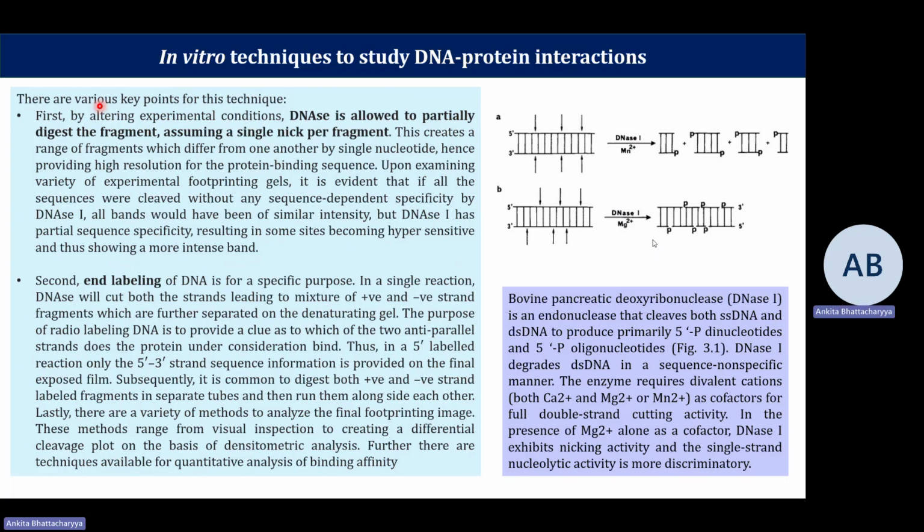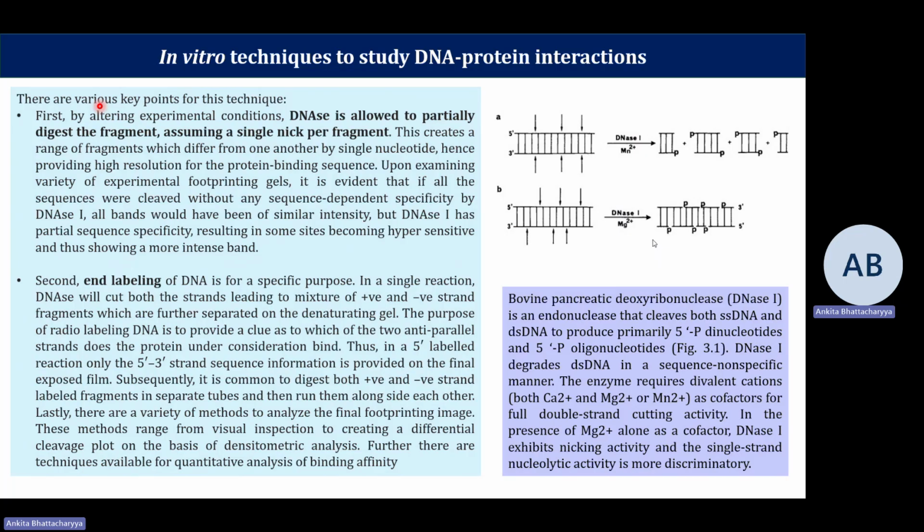So, upon examining a variety of experimental footprinting gels, it is evident that if all the sequences are cleaved without any sequence-dependent specificity by DNase1, then all the fragments would technically have been of the same intensity. But because DNase1 has partial sequence specificity, resulting in some sites becoming hypersensitive, what you see in those sites is a more intense band compared to others.